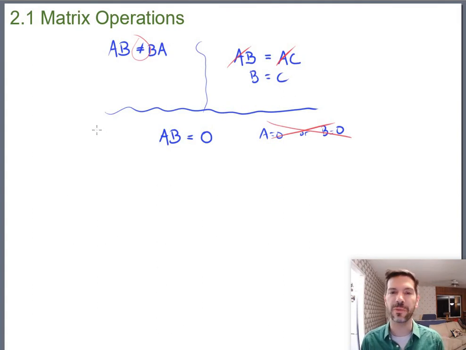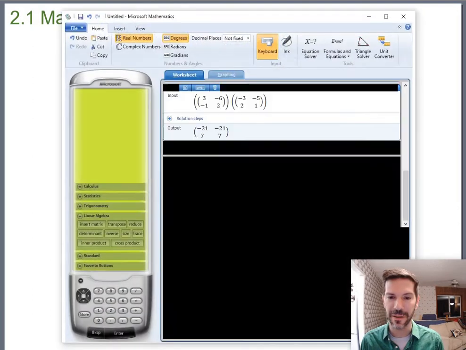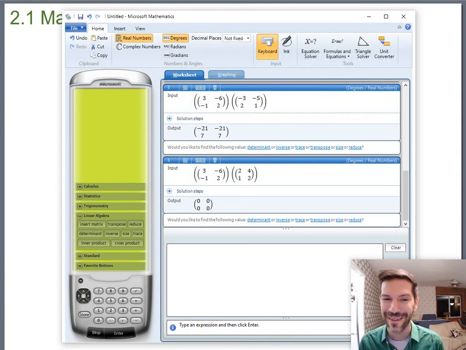Okay, so I just want to introduce one more matrix operation to you. If you were watching closely when I used my calculator here, Microsoft Mathematics always, anytime you do a matrix calculation, says, hey, maybe you also want to do a few other things. Reduce is one that we already know about. Size would just tell you it's a 2 by 2 or a 5 by 7 or whatever. Transpose, we don't know, and that's the one we're going to look at right now. Trace and inverse and determinant we're all going to look at later. But for the moment, let's talk about transpose.